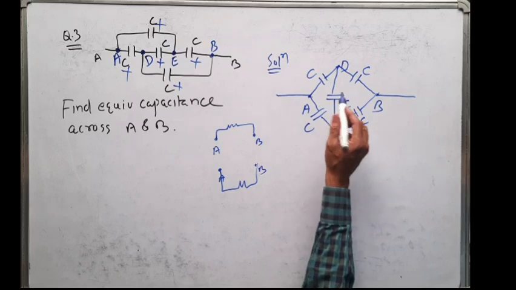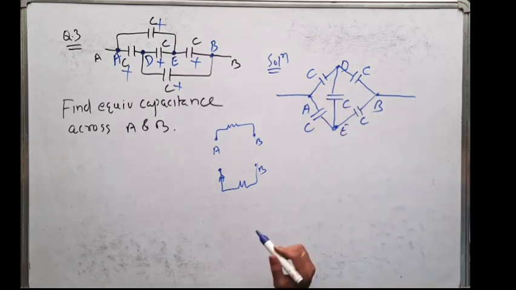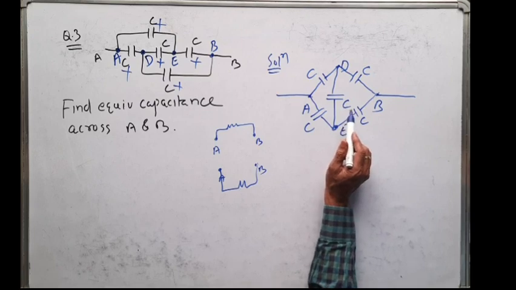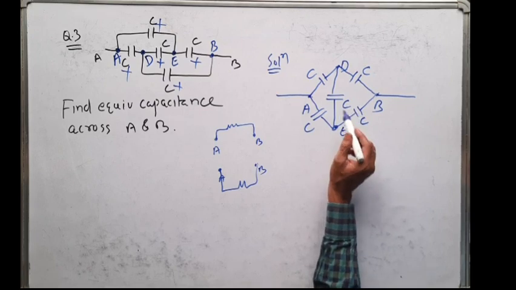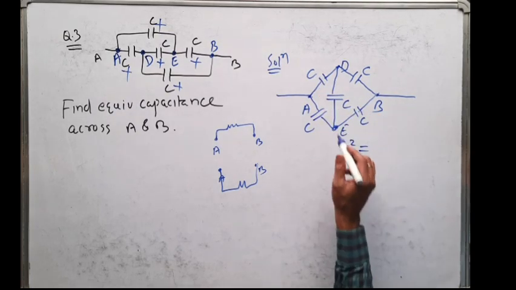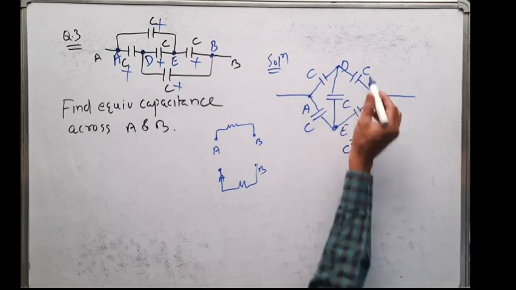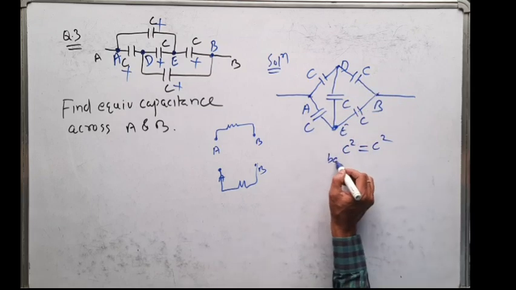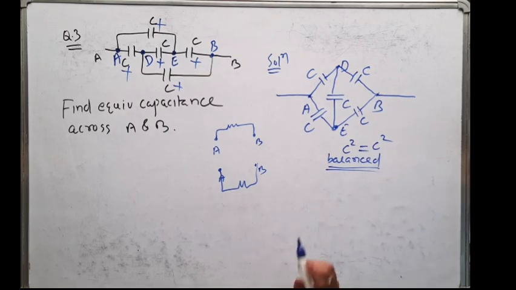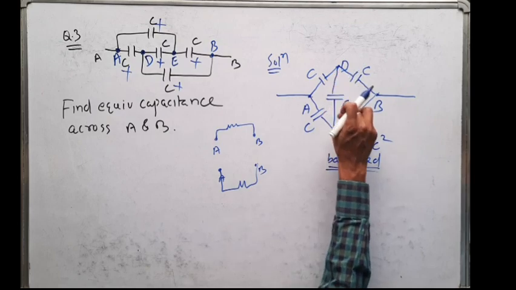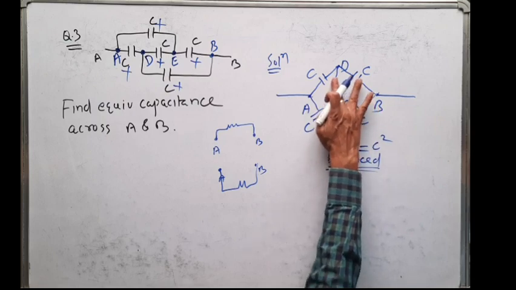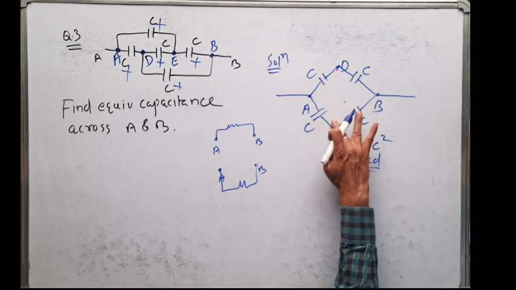Now you see, this is a Wheatstone bridge. If it is a Wheatstone bridge, first of all, we have to check whether it is balanced or not. Definitely it is balanced, because this capacitance into this capacitance is equal to C into C, that is C square. The opposite side capacitors, C into C, are also C square. So it is the balanced Wheatstone bridge condition. If it is balanced, this middle capacitor will behave as an open circuit. That means we may remove this capacitor.